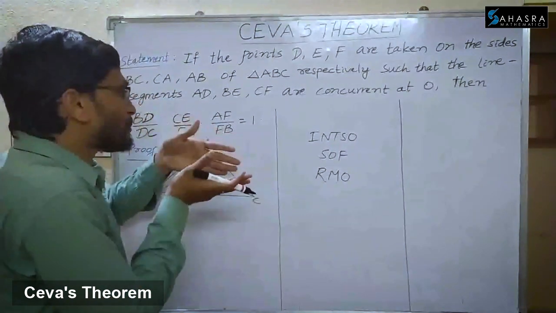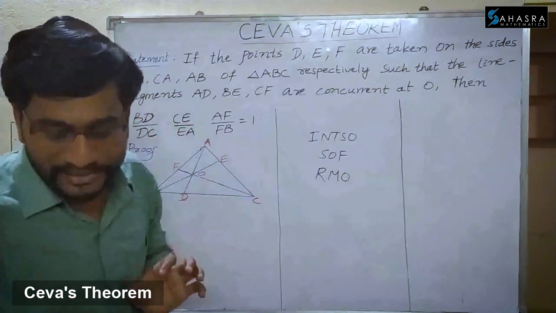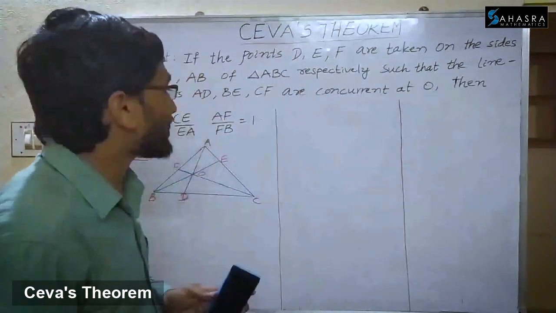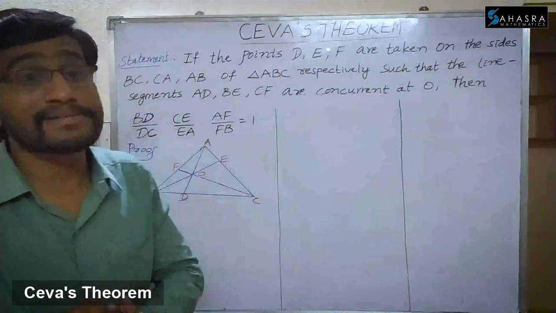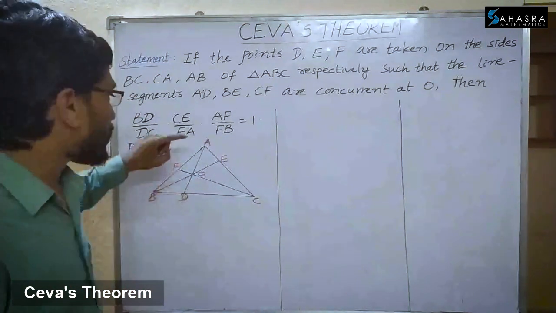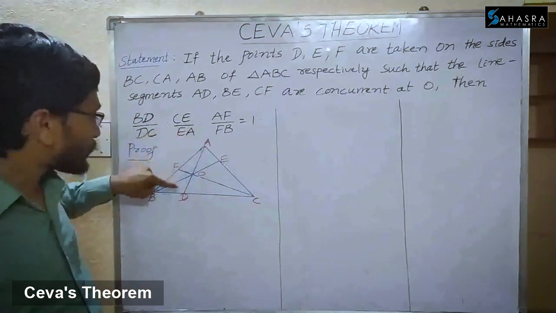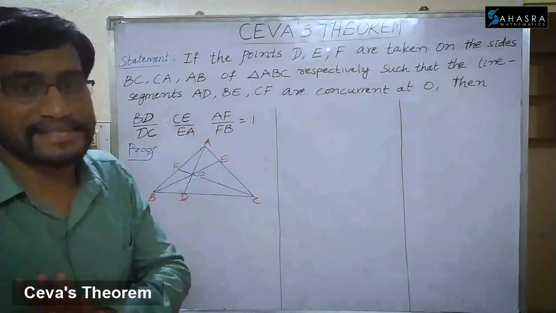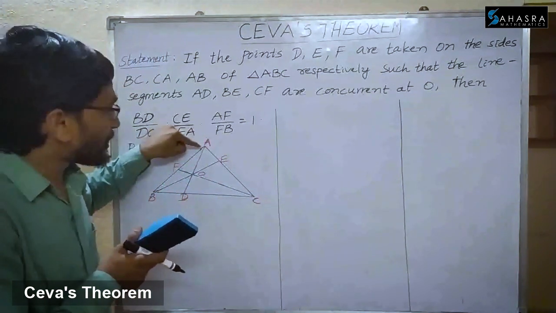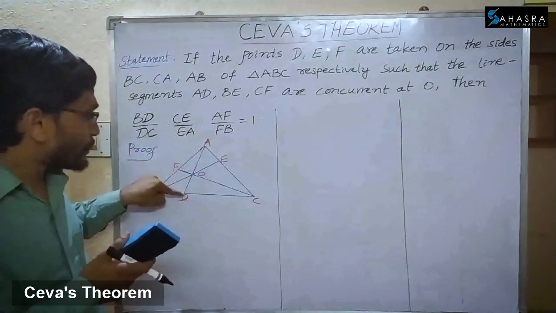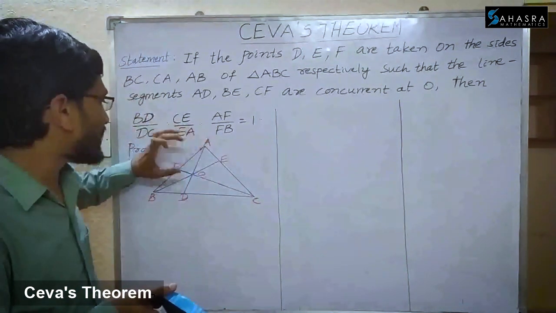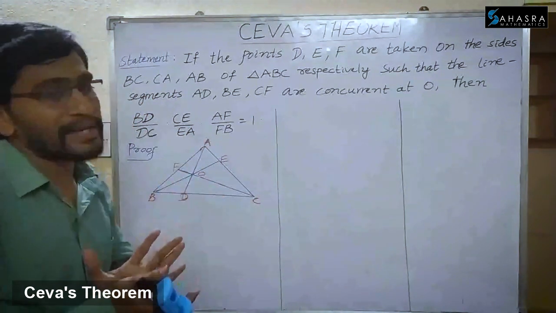So before going to prove this theorem, let us know some basic points which are related to it. Among them, the first one is: what is a cevian of a triangle? A cevian is nothing but a line segment joining any vertex of a triangle to its opposite side. Again, I am repeating the statement. A line segment joining any vertex of a triangle to its opposite side is called a cevian. In this triangle particularly, AD, BE and CF are the cevians.